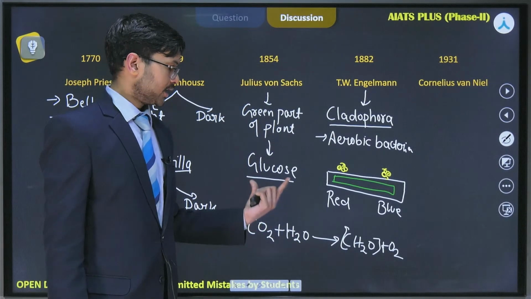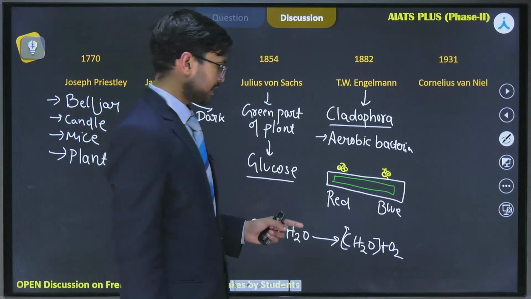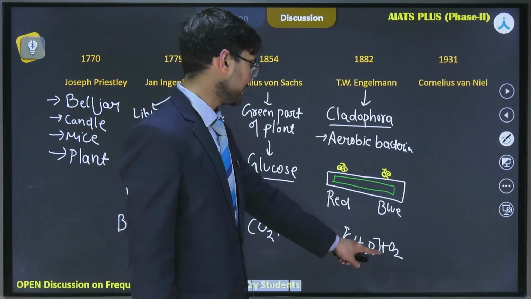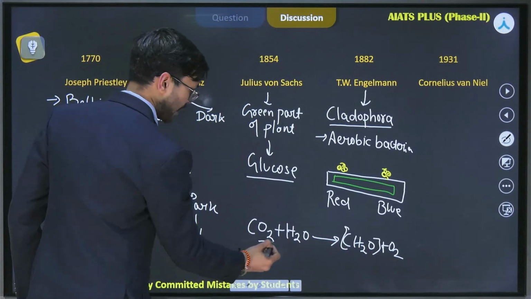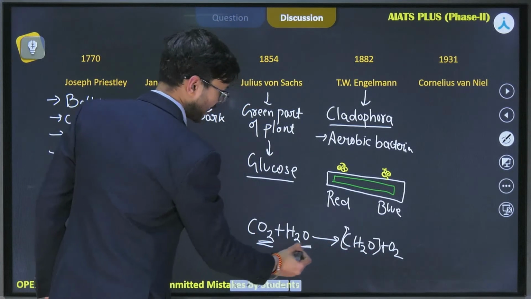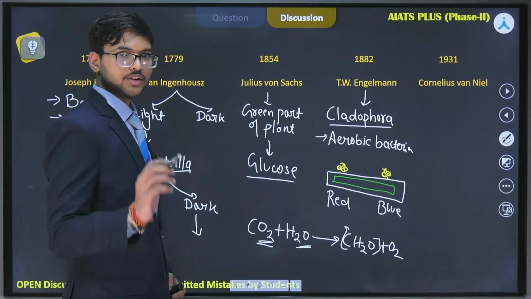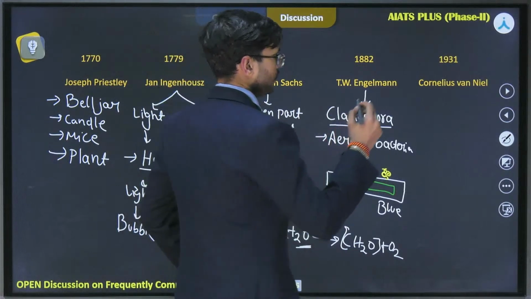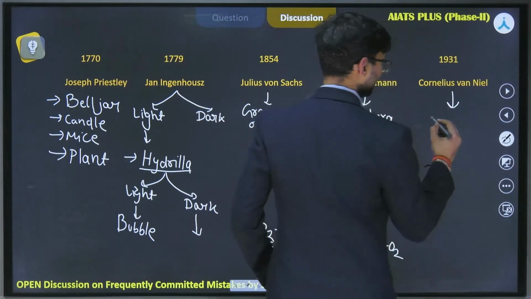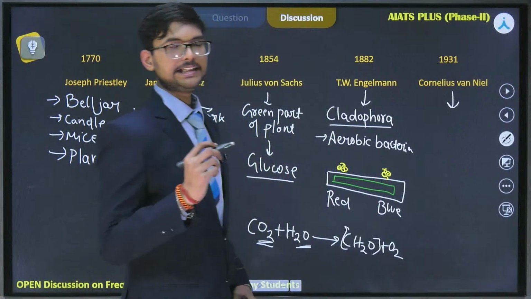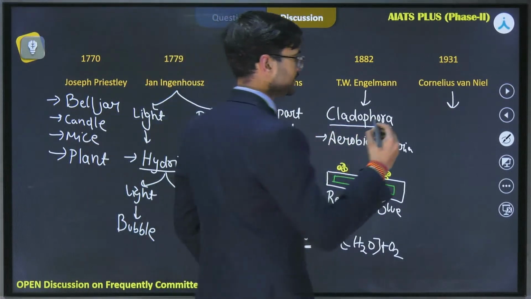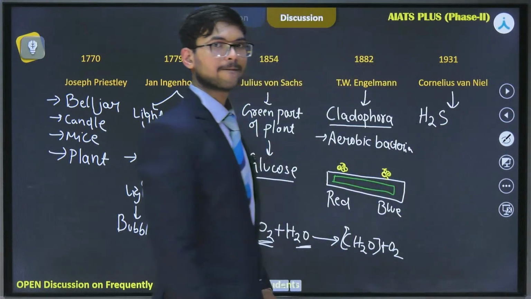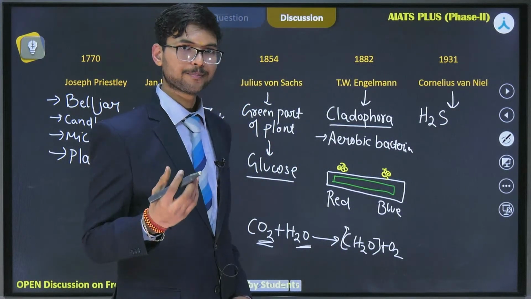But scientists were still confused whether the oxygen that is coming from the process of photosynthesis is coming from the molecule of carbon dioxide or is it the H2O itself? So to clarify this concept, Cornelius van Niel, who was a microbiologist, used purple and green sulfur bacteria which use H2S instead of H2O as a hydrogen donor.